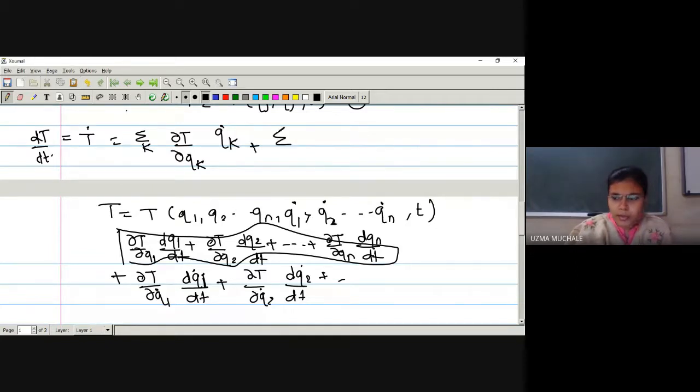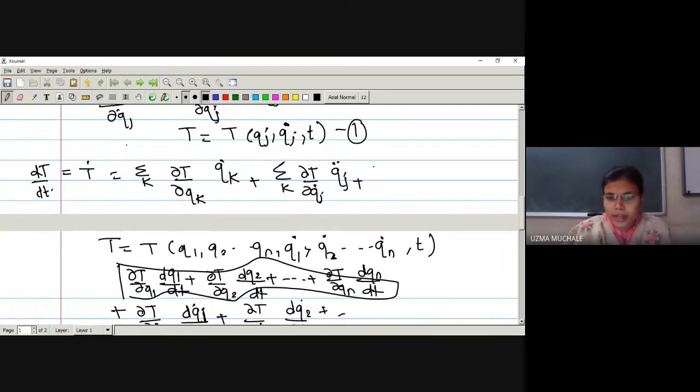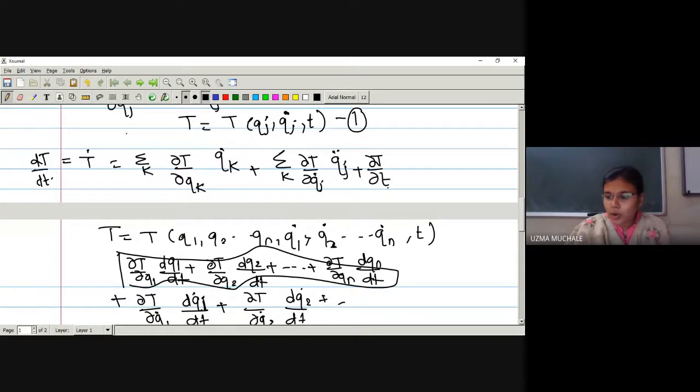So this will be with summation over k, dou T by dou qj dot into qj double dot. Why is it qj double dot? Because already we have q1 dot, okay, q1 dot derivative with respect to t will be q1 double dot. Derivative of q2 dot with respect to t will be q2 double dot. Okay, so plus what is the last term we are remaining with? Derivative of t with respect to t, that we will keep as it is. Okay. So this is the value of T dot we have found.